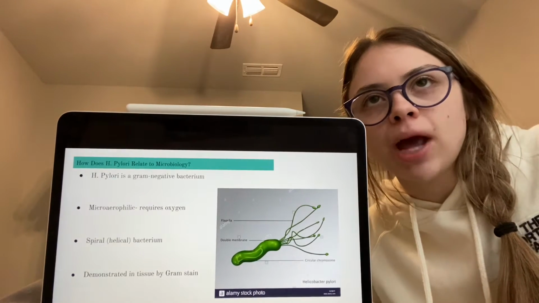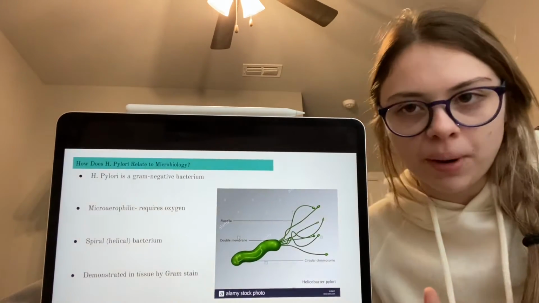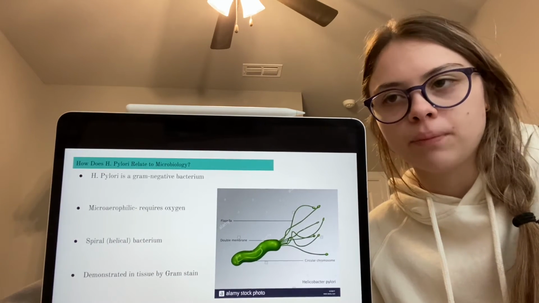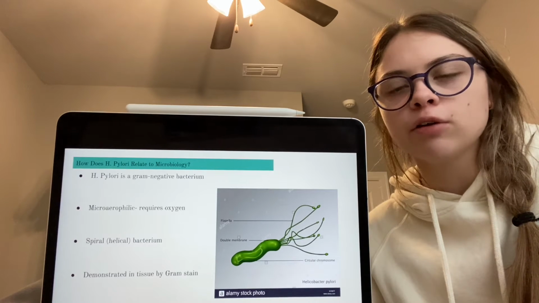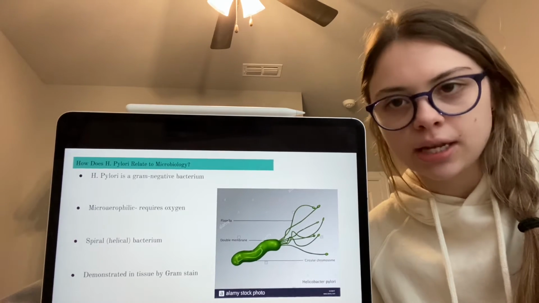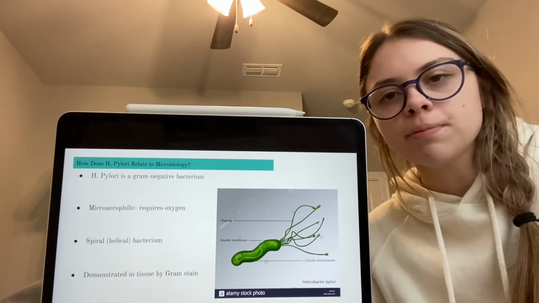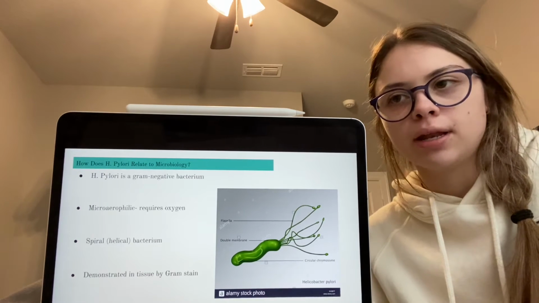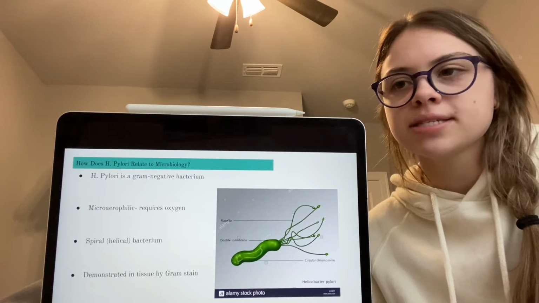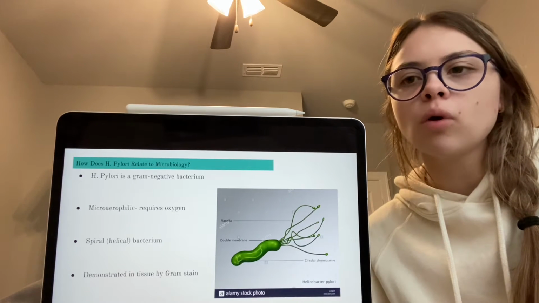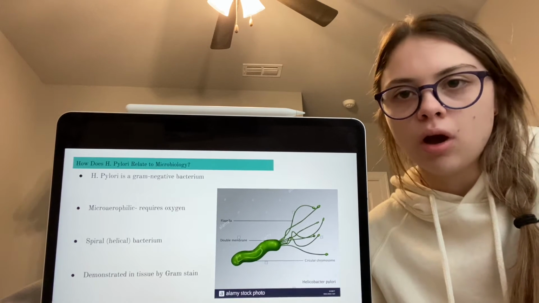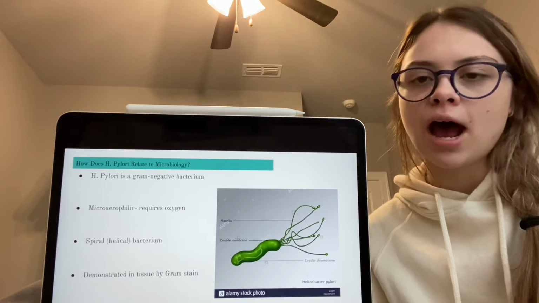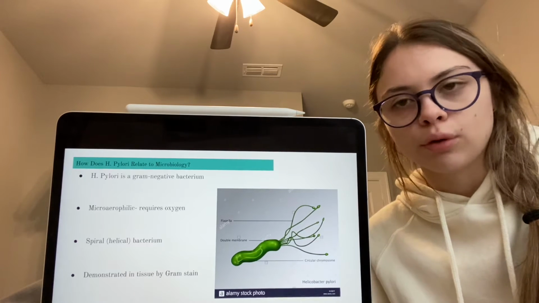How does H. pylori relate to microbiology? H. pylori is a gram-negative bacterium. It is microaerophilic, meaning it does need oxygen to live. The shape of H. pylori is a spiral, and it's demonstrated in tissue by gram stain. There are 4 to 6 flagella on the back of the H. pylori bacteria, and it helps move the bacteria through the stomach lining.